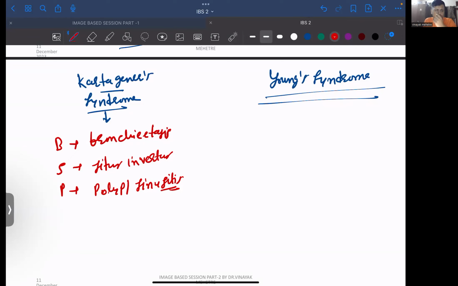Then comes situs inversus. का मतलब क्या है? Changing the position of all the organs, right? Normally our heart is left sided, it will change to the right side. Our liver is present on the right side, it will change to the left side. Stomach will change sides too, right? सब कुछ change होगा. That is called situs inversus.